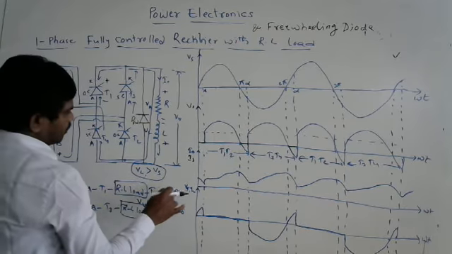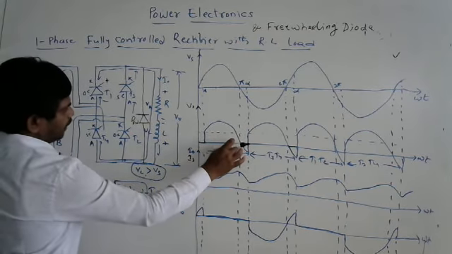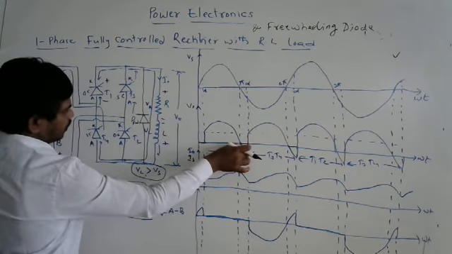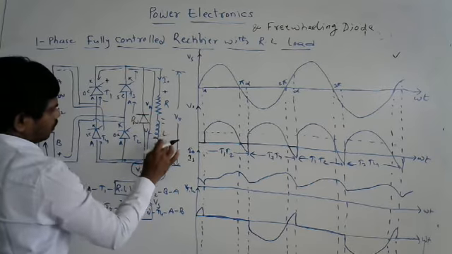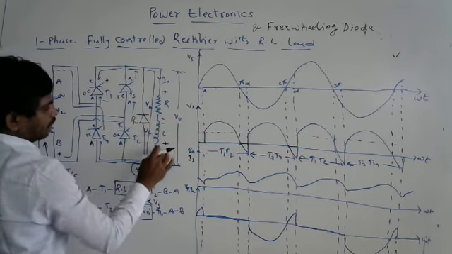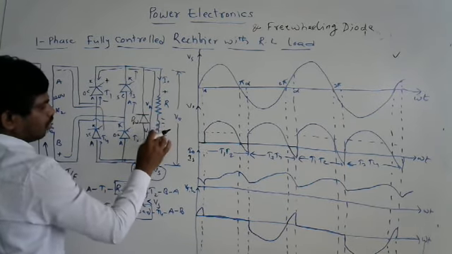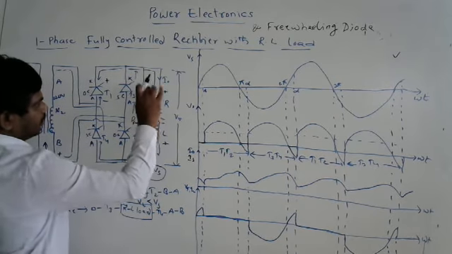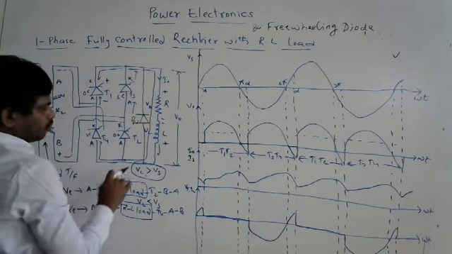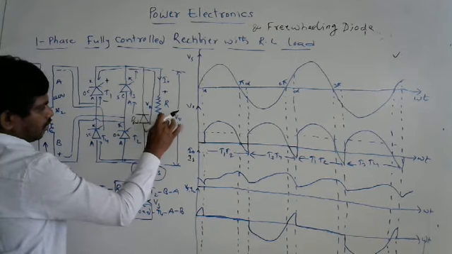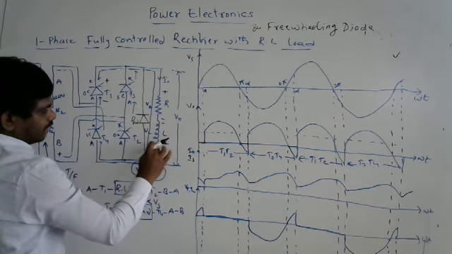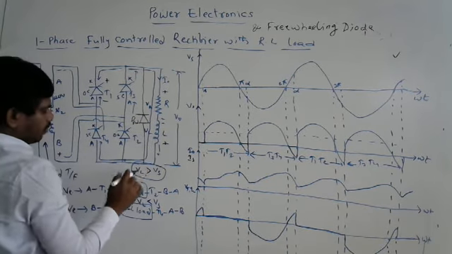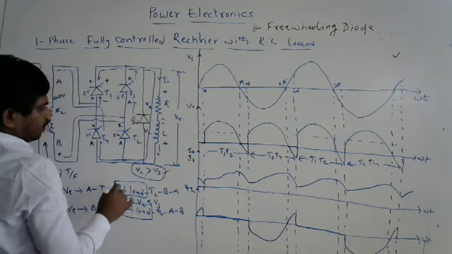Then look at this. After this pi, what happened? Negative half cycle starts conducting. As we know, there is a voltage across the inductor. Initially, it stored some energy when the supply was available. So due to that, what happened? It's going to deliver its energy when the supply is not available during this condition.